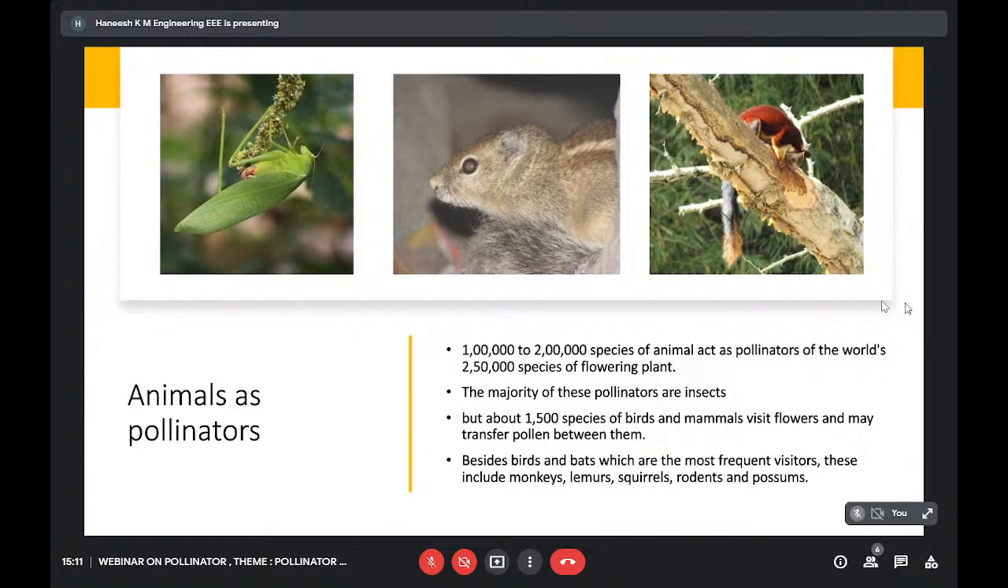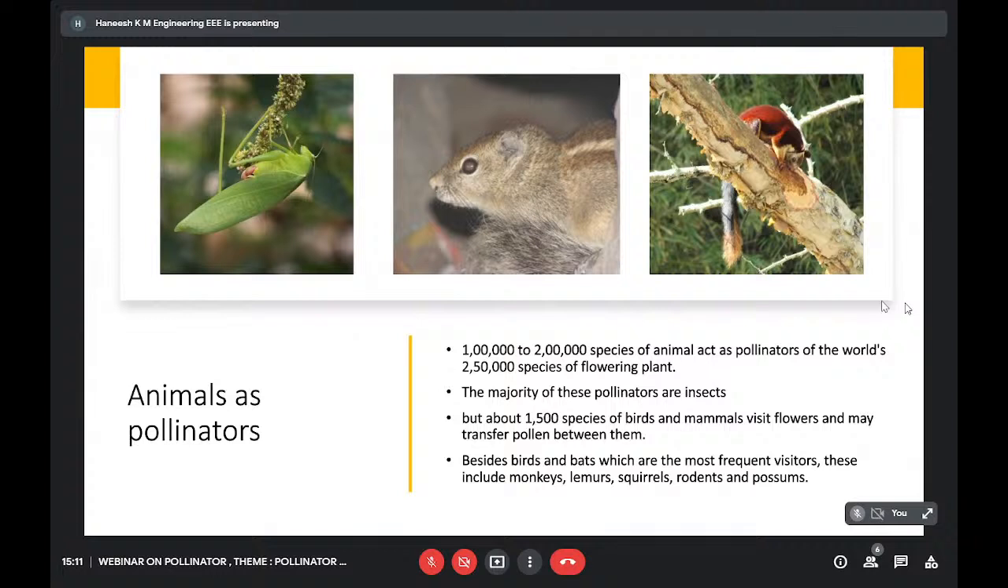You can see some numbers here. Around 1 lakh to 2 lakh species of animals act as pollinators in the world for around 2 lakh 50,000 species of flowering plants. So globally, out of around 2.5 lakh flowering plants, around 80% depend on some species of animal or insect. Most of them are insects, because insects have large diversity and large numbers. They are very close to the plants, so most of our pollinators are insects.